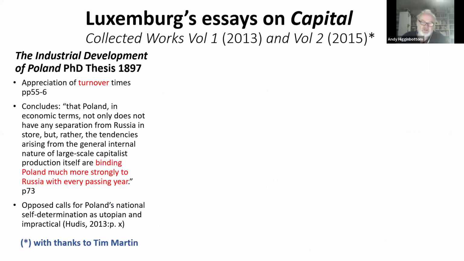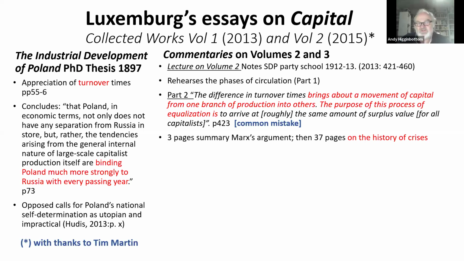She wrote effectively her first major work about her home country, Poland. And she was aware, for example, of volume 2 in her analysis of capitalism in Poland. She was talking about turnover times and how they're different in Poland to how they are in Russia. So she was already at quite a young age an accomplished Marxist theoretician. Okay, and she drew particular political conclusions from her analysis, which was debated quite a lot in the movement. She didn't think it was worth Poland fighting for national self-determination because of the degree of economic integration with Russian capitalism.